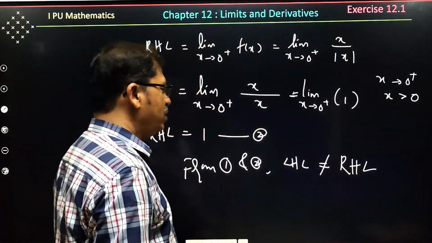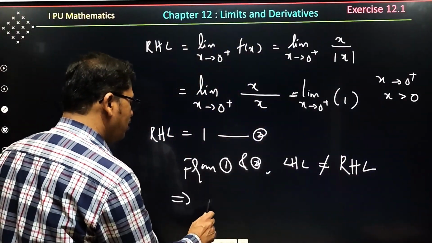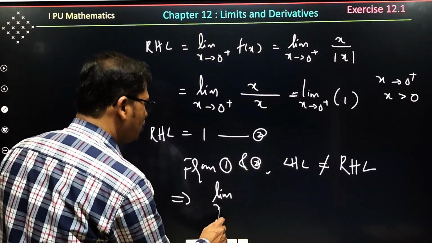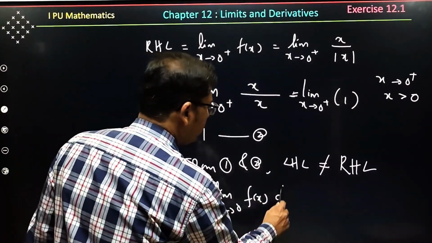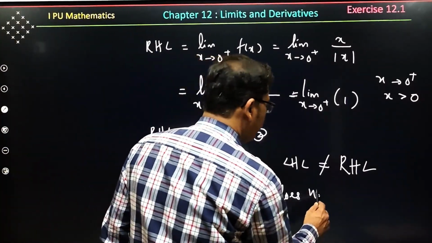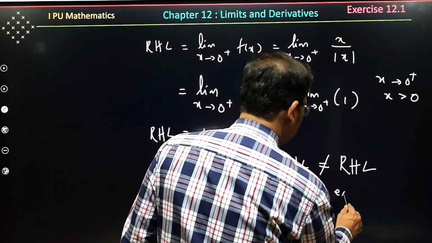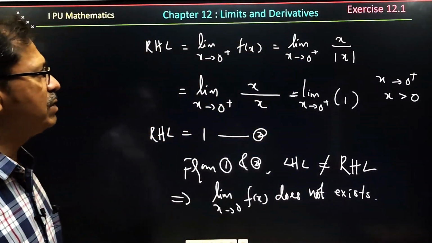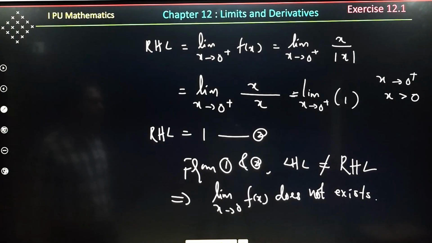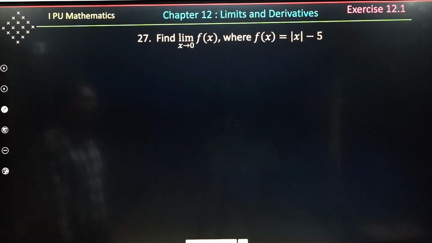Not equal. So limit exists or does not exist as x tends to 0? Does not exist. Limit x tends to 0 does not exist. So this is the conclusion as far as this problem is concerned. Very interesting and important problem here. Now let us move to the next question.